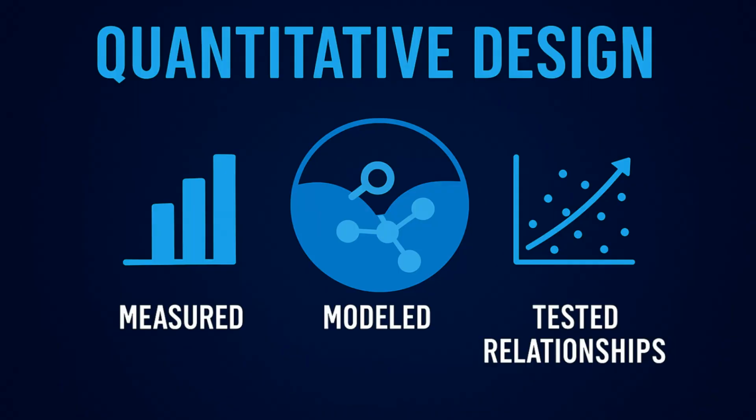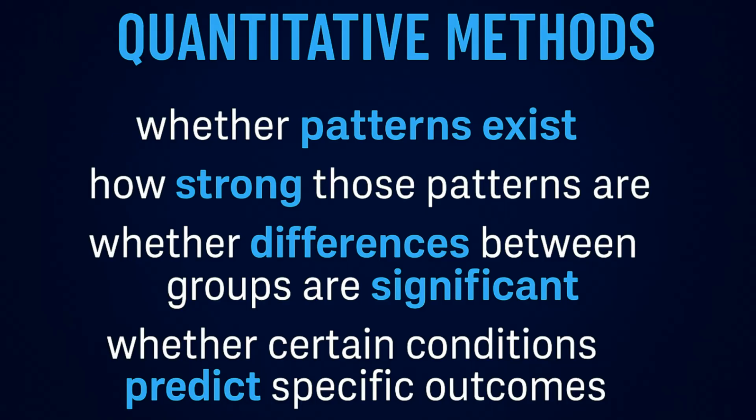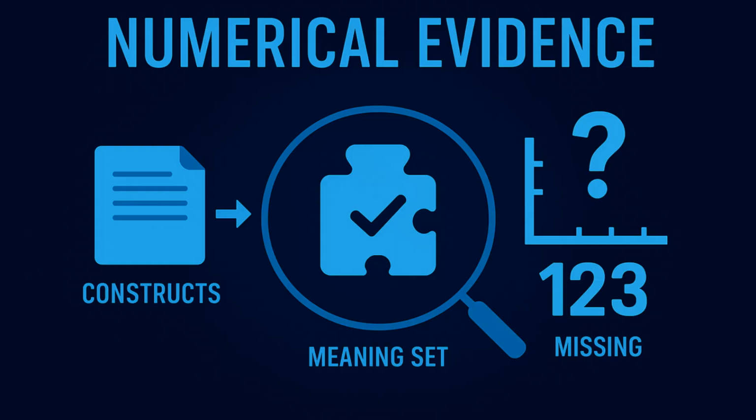A quantitative design becomes appropriate when the gap reveals that prior studies have described a phenomenon, but have not yet measured it, modeled it, or tested causal or correlational relationships. Here, the missing knowledge is not about meaning, it is about empirical verification. Quantitative approaches allow researchers to determine whether patterns exist, how strong those patterns are, whether differences between groups are significant, and whether certain conditions predict specific outcomes. In such studies, meaning need not be uncovered through interpretation, as the literature has already shaped the constructs. What is missing is numerical evidence.